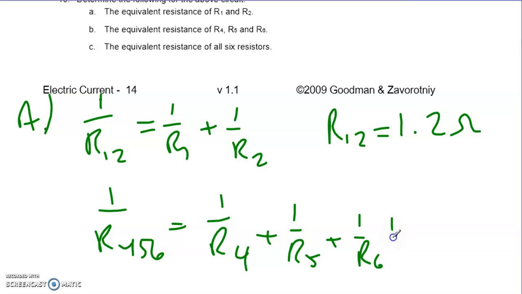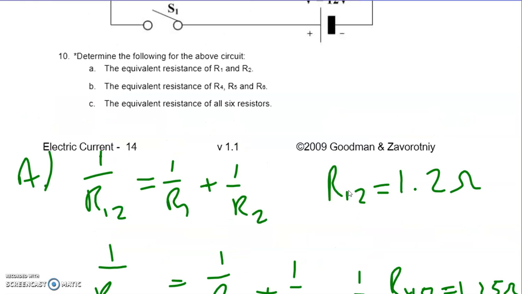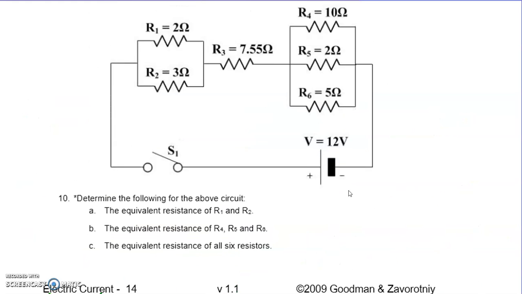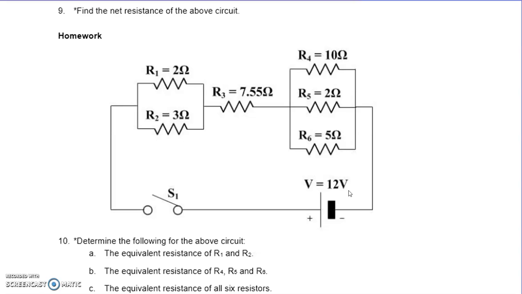And I get R456 is 1.25. It's really, really important that you do this in your calculator yourselves, just so you know how it's working. Okay, so let me just talk about what happens next.